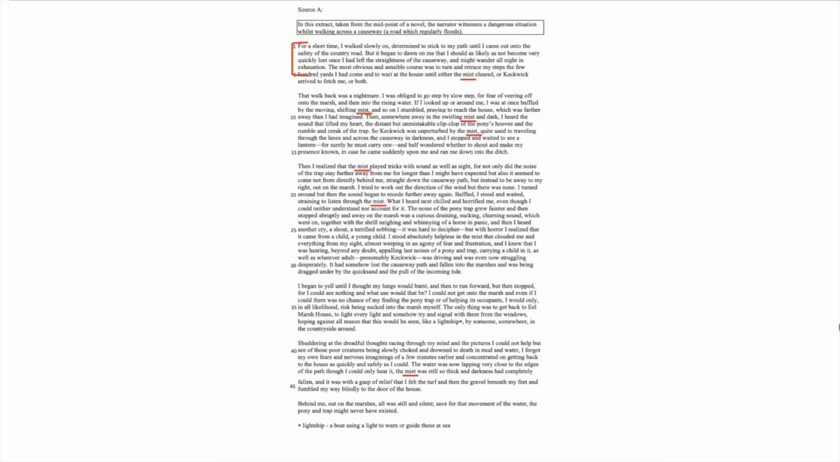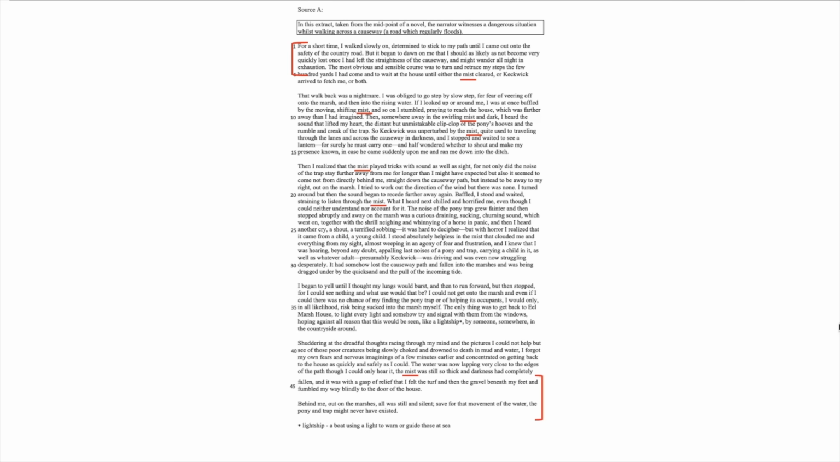Also, notice the cliffhanger ending. The text finishes with the narrator's seemingly safe return, but the tension continues. Phrases like shuddering at the dreadful thoughts and fumbled my way blindly sustain an air of dread, and this unresolved ending, marked by the eerie silence and the lingering doubts about the pony and trap, keeps the reader in suspense. It's a cliffhanger. It doesn't give us a clear ending. It's not just about ending the narrative, it's about leaving the reader pondering or questioning, and this is a deliberate structural technique to keep the reader engaged, making them think about the possibilities beyond the text.